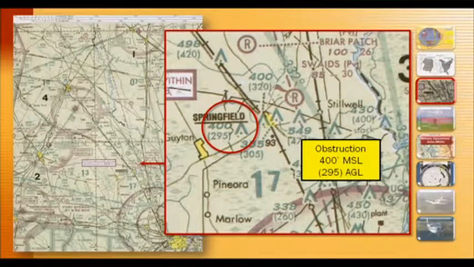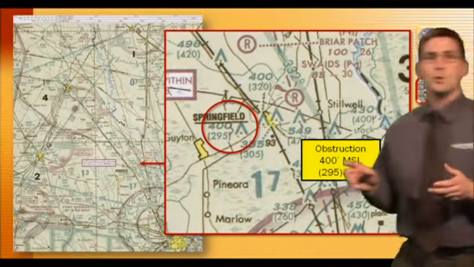The bold number in this case, 400, is the height of the obstruction in mean sea level altitude. 295 is the height of the obstruction above ground level. So in other words, this tower is 295 feet tall, which would be 400 feet MSL as read on your altimeter. If you were flying anywhere near this tower, you would want to be well above 400 feet MSL.